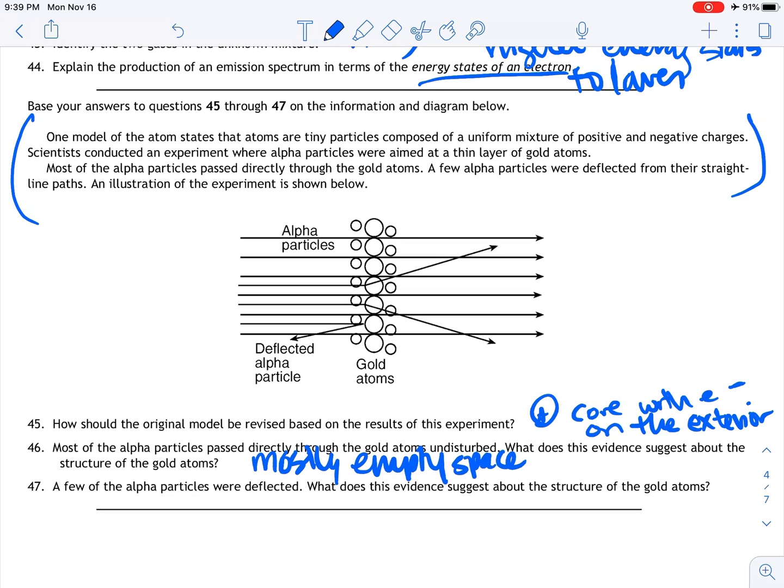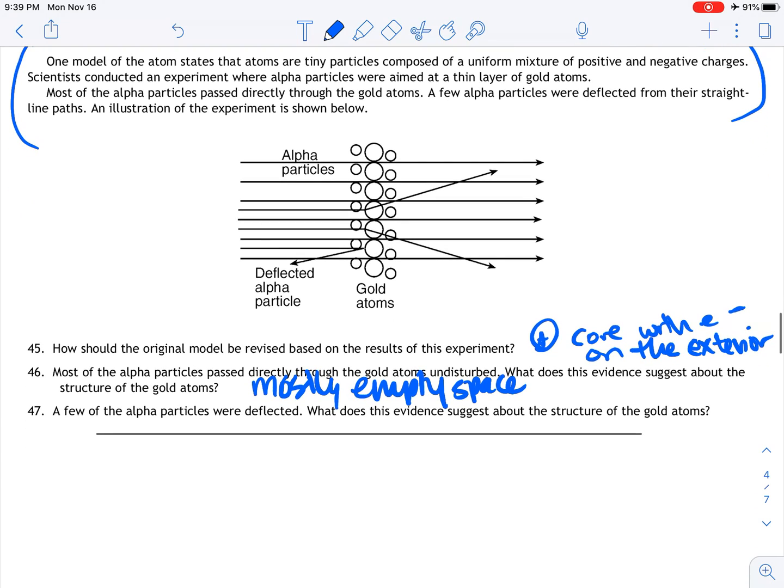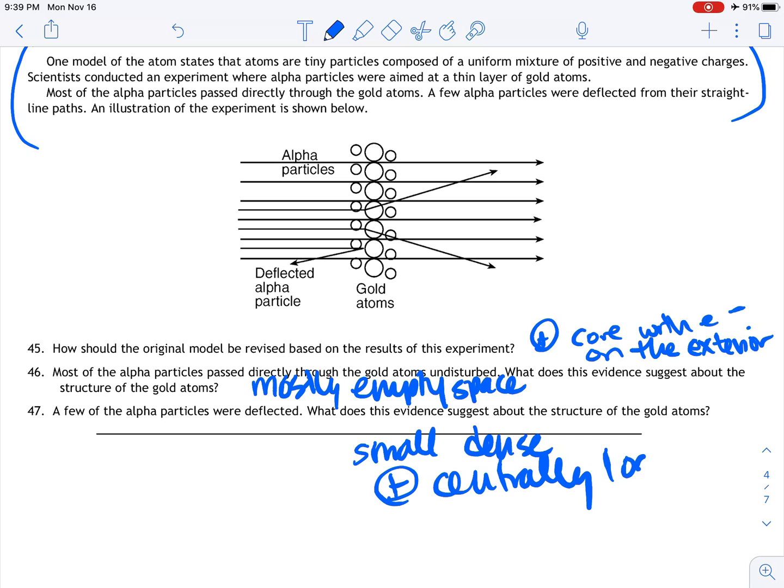A few of the alpha particles were deflected. What does this suggest about the structure of the gold atoms? There is a small, dense, positive, centrally located region called the nucleus. And that's why they were deflected.